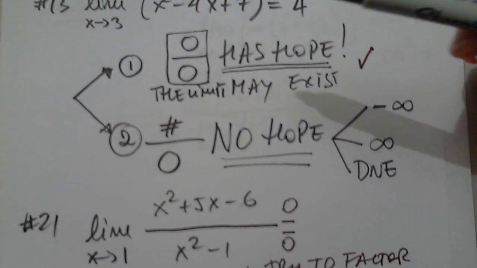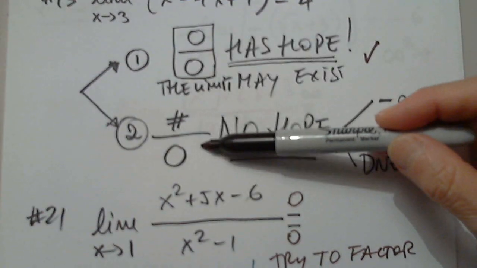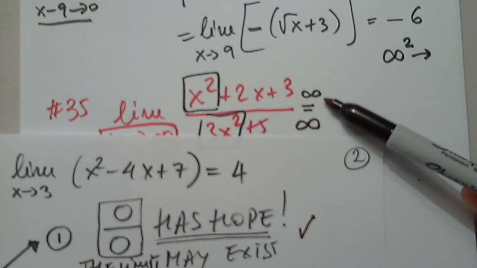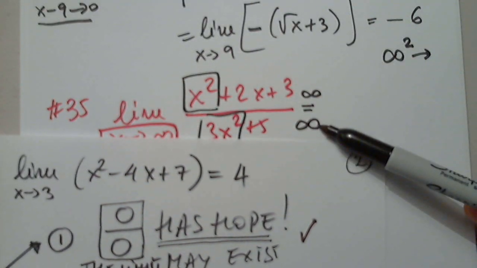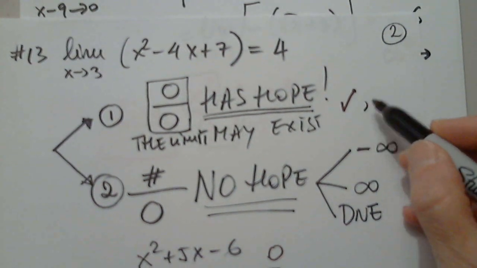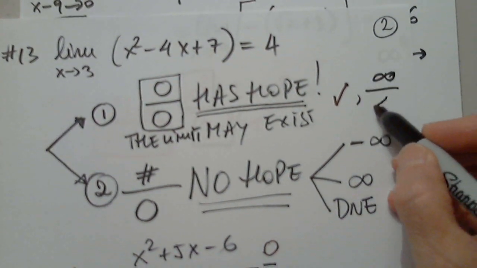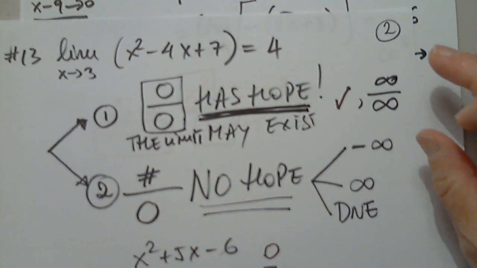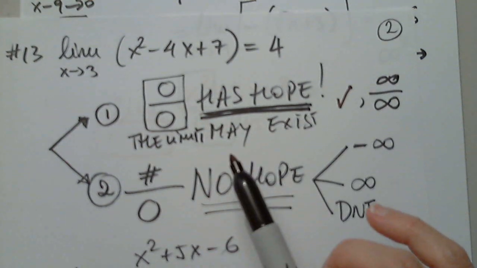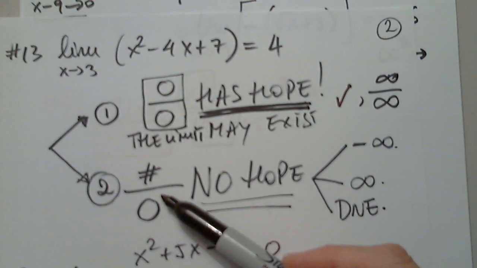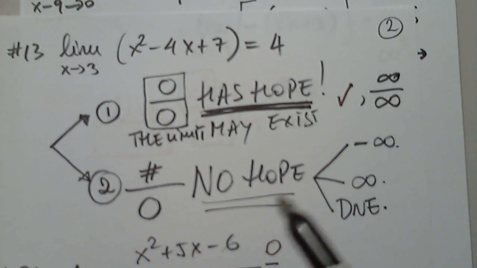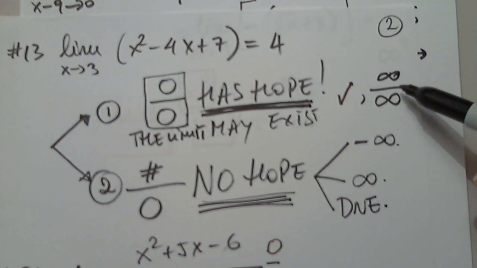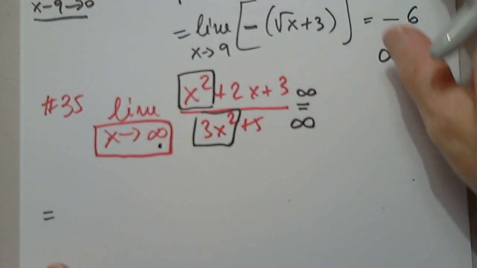So notice, now we've seen 0 over 0. We have not seen this yet. We will. We've seen 0 over 0, but now look, we also have infinity over infinity. So this one also, I'm going to edit here. Infinity divided by infinity also has hope. Doesn't mean that the limit exists. It means that it's not a situation in which it guarantees there is no hope. So there is hope for this one. It may or may not exist, but there is hope. Okay, so now let's see.